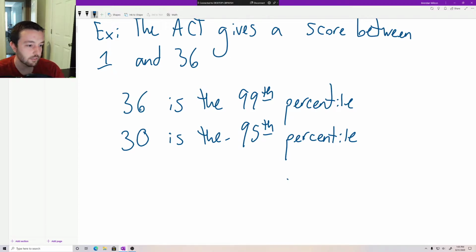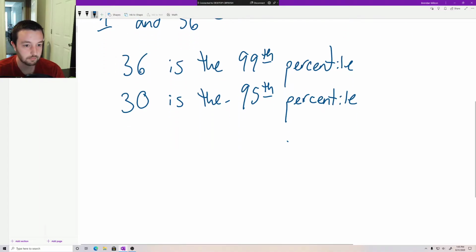And you can see the differences between 30, 31, 32, 33, 34, 35, 36, they're not that extreme, right? There's not that many people up there in the first place. Even if you got a 30, you might think 30 is significantly lower than 36, but it's only a 4 percentile difference, right? So even at 30, you're still doing better than 95% of people.